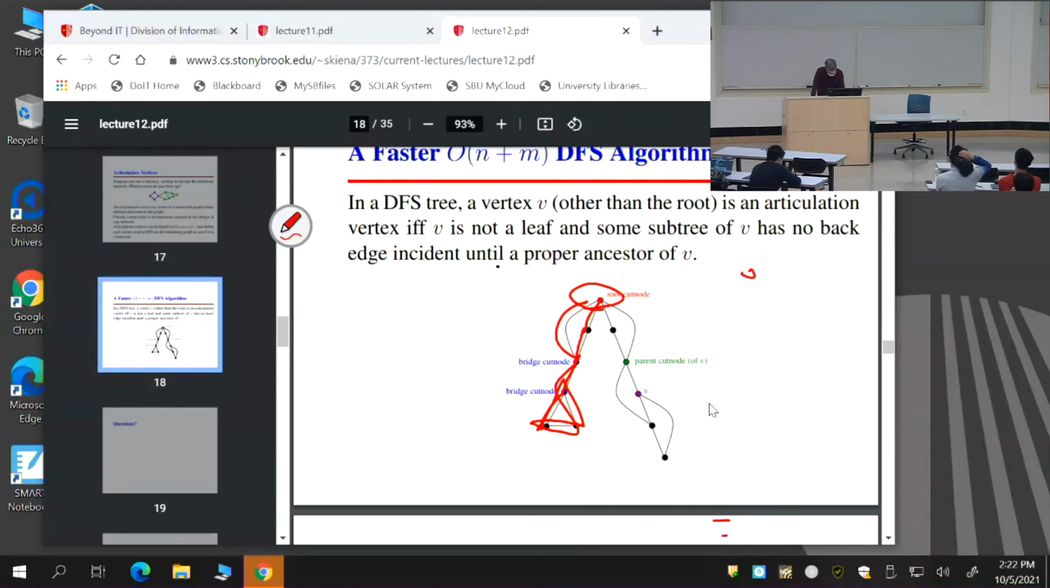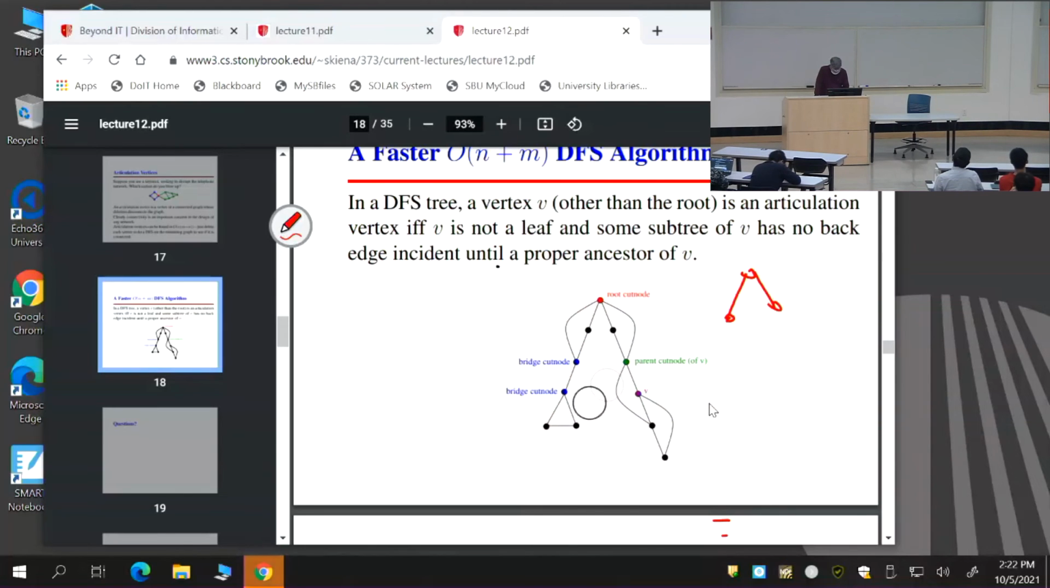If the root has a degree of 2 in the DepthFirst search tree, that root node is going to be a cut node, right? Just because of properties of DepthFirst search.